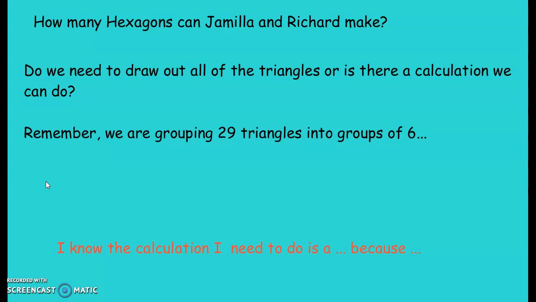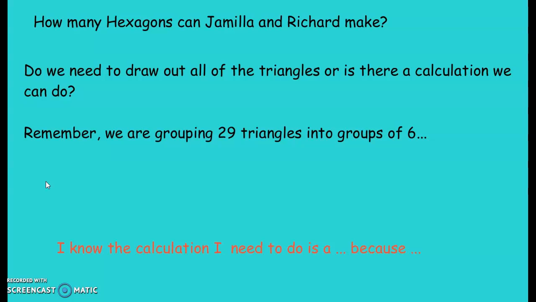So, can you copy and complete this sentence? I know the calculation I need to do is... because... Now, because is the most important conjunction in maths. So I would stick my neck out on the line to say a because sentence means not only do you know what you need to do, but you're able to explain why you need to do it. Such an important and fundamental skill in maths is not only knowing what to do, but being able to explain why you have to do it.